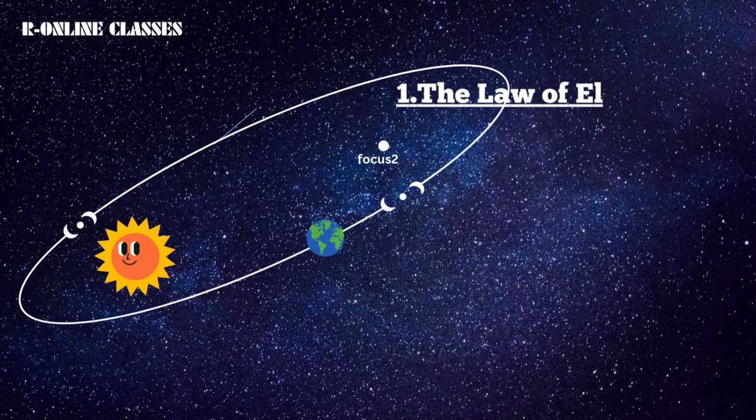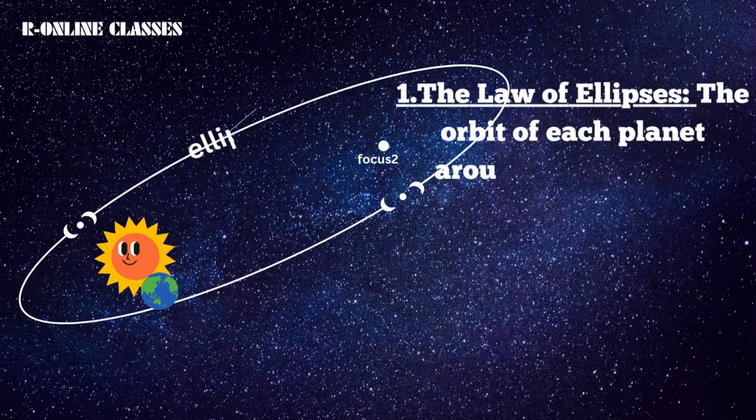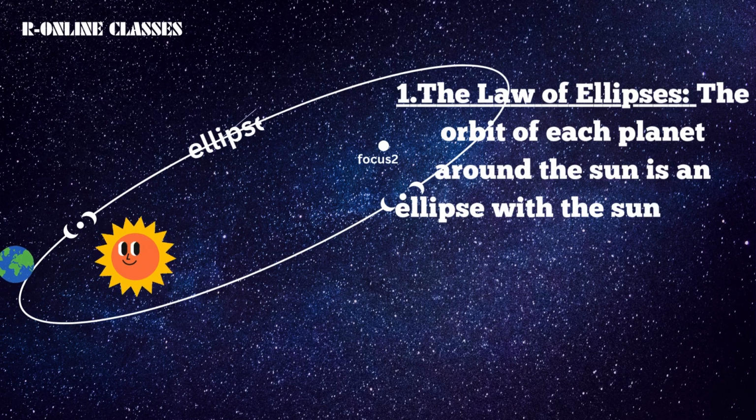The law of ellipses. The orbit of each planet around the Sun is an ellipse with the Sun at one focus. This means that the path of each planet is not circular, but rather an elongated oval shape.